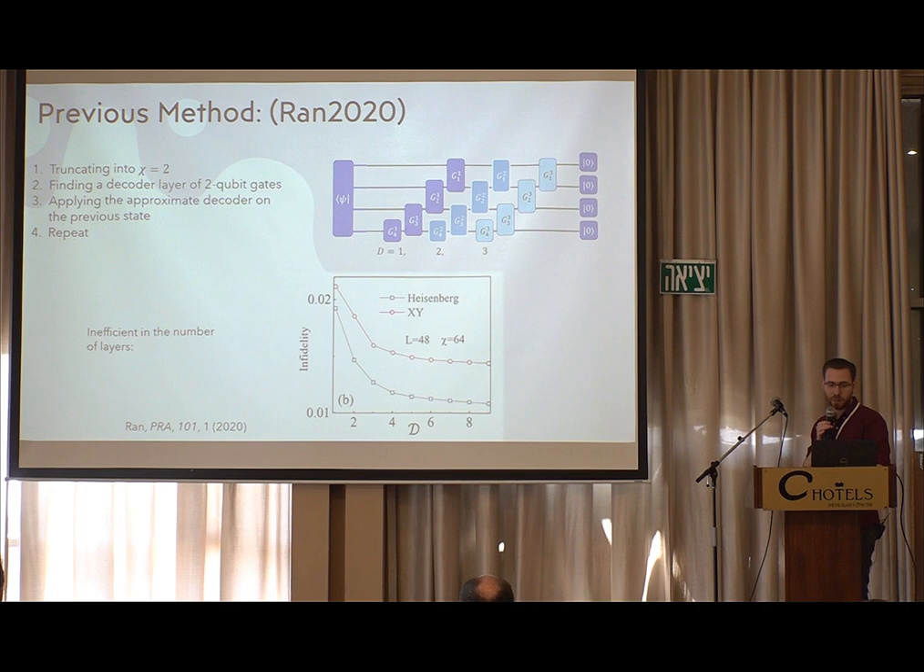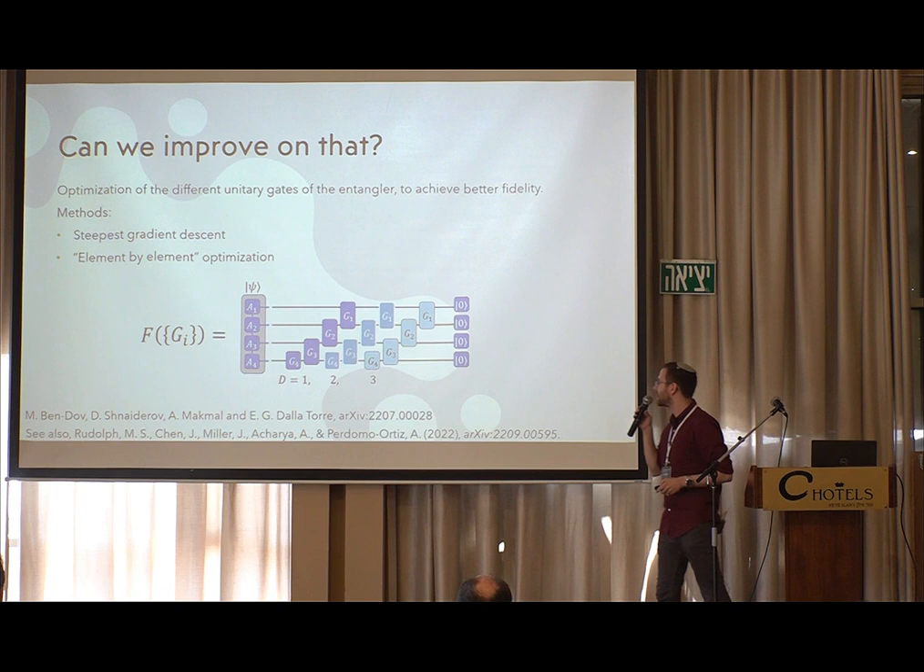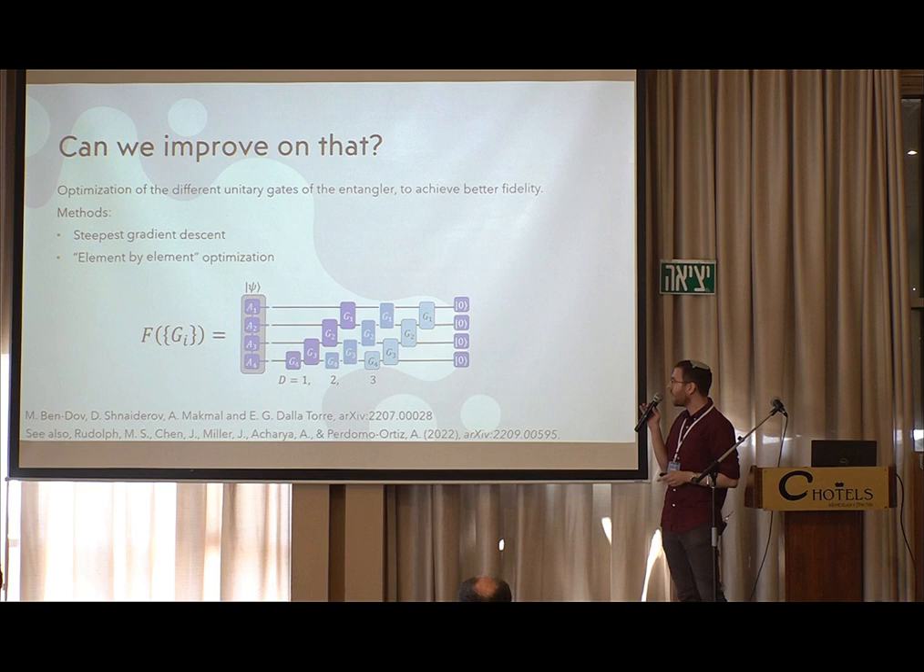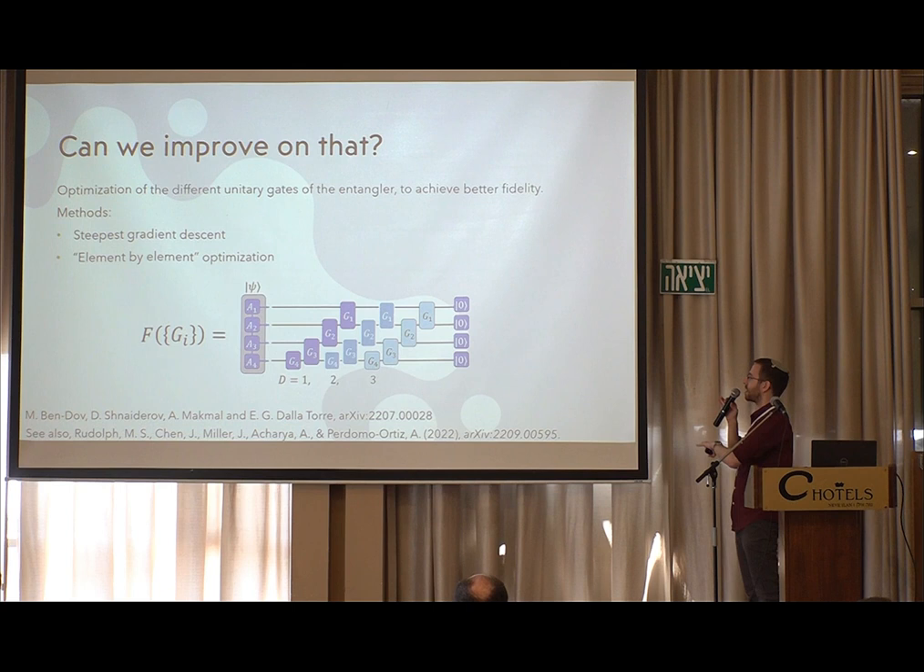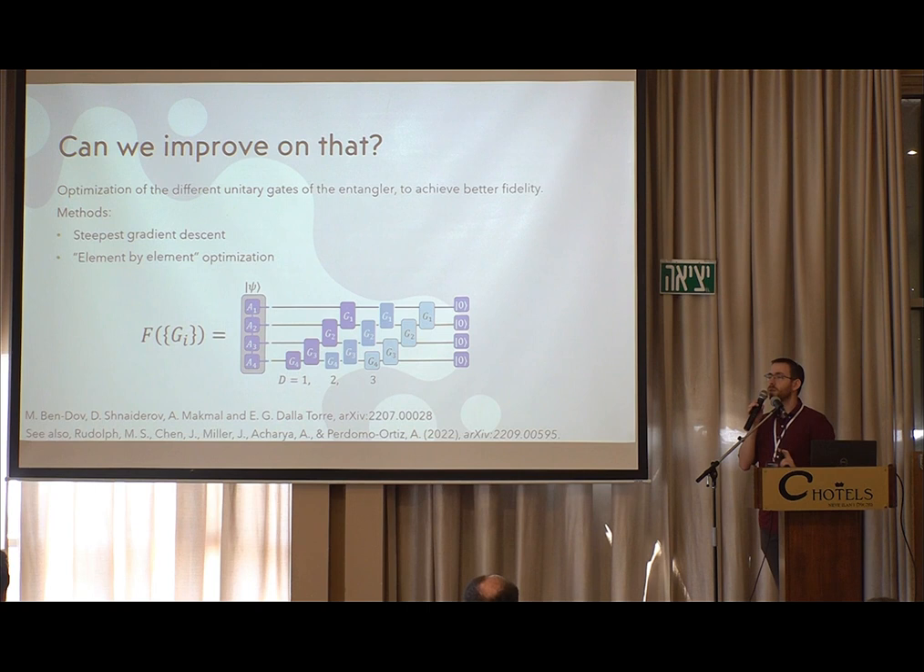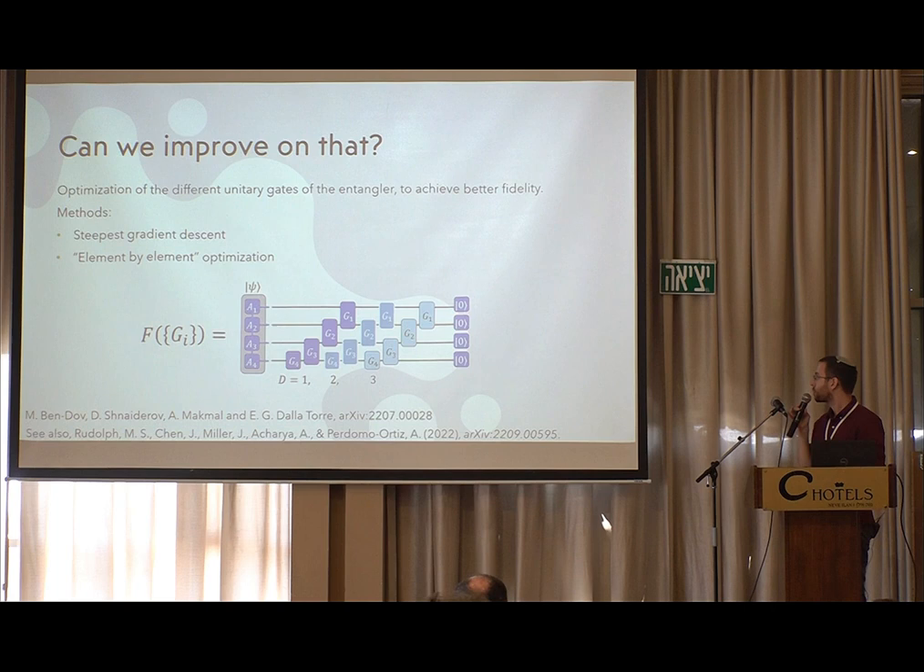And so here is the point where we come in and try to make the circuit that Ran proposed better by optimization. So we take this state and we look at the fidelity, or the overlap, between the encoded state and the target state as our cost function, and we want to maximize the fidelity to get to the best overlap possible using some modification of the gates in their existing structure.